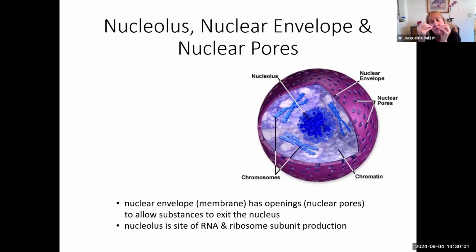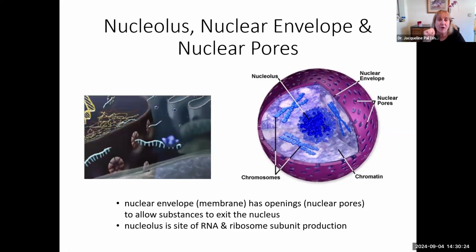A ribosome is made of two pieces that join together. If the two pieces joined together in the nucleus, they would be too big to exit through the nuclear pores. That'd be like making a fist and you can't get it out through the hole. But the individual pieces are small enough to exit through the nuclear pores. And then once they're in the cytosol, they are going to join together.